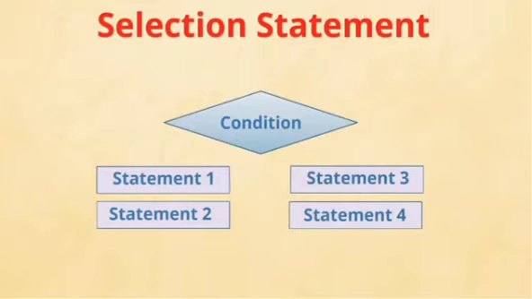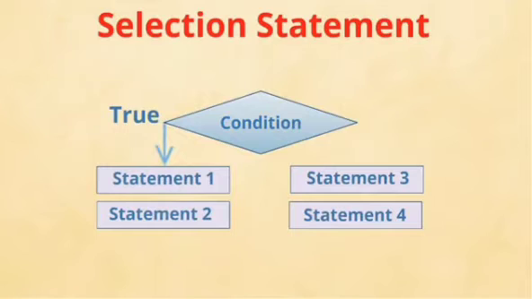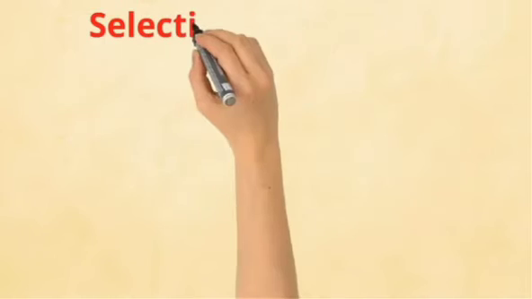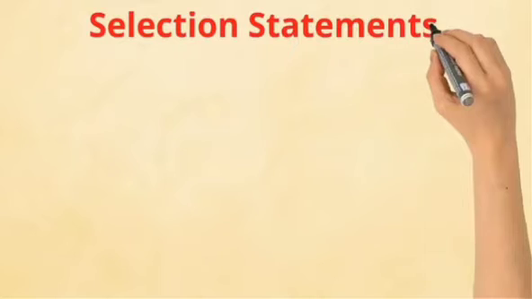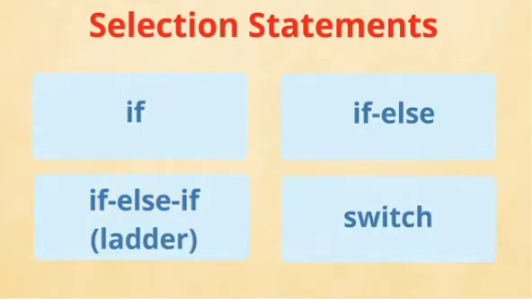If the condition is true, a set of statements is working. And if the condition is false, another set of statements is working. Java supports these four different types of conditional statements or selection statements: if, if else, if else if ladder, and switch.